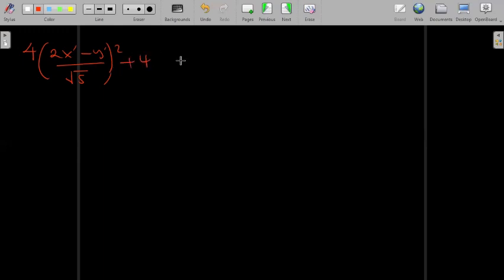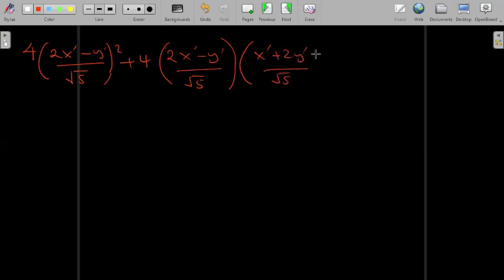What you can do is do them in sessions: you get your 4, then you work out this, evaluate it, then do the next one, and then combine everything together. Or you can replace them as you go. Where there's my x, I replace the value which I found, which is 2x prime minus y prime over root 5. Then I close, then I open. My y is actually y prime plus 2y prime divided by root 5.